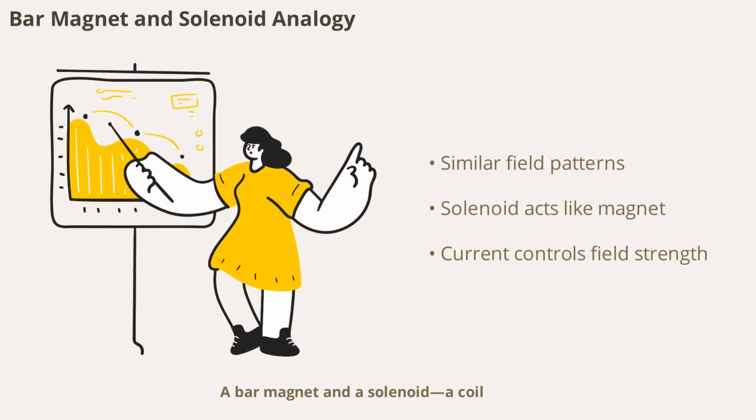A bar magnet and a solenoid, a coil of wire carrying current, share similar magnetic field patterns. Both produce field lines that emerge from one end and loop around to the other, resembling the field of a dipole. This analogy helps us understand that a solenoid can act like a bar magnet, with a defined north and south pole. The strength and direction of the magnetic field in a solenoid depend on the current and the number of turns in the coil, making it a versatile tool in electromagnetism.